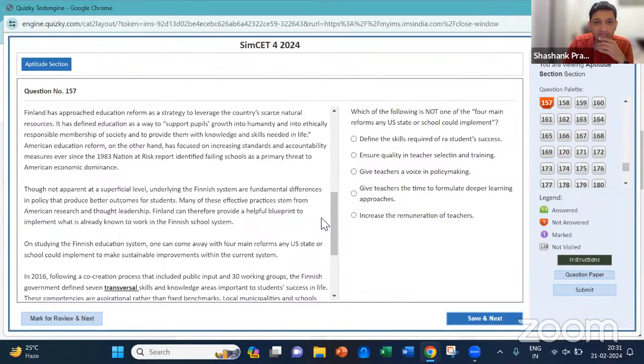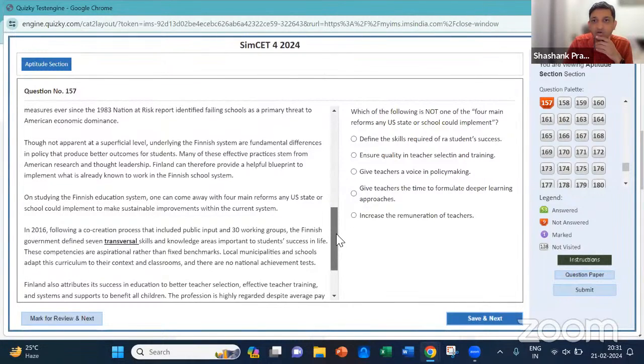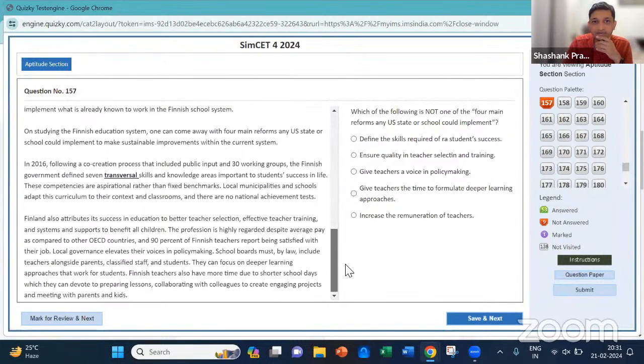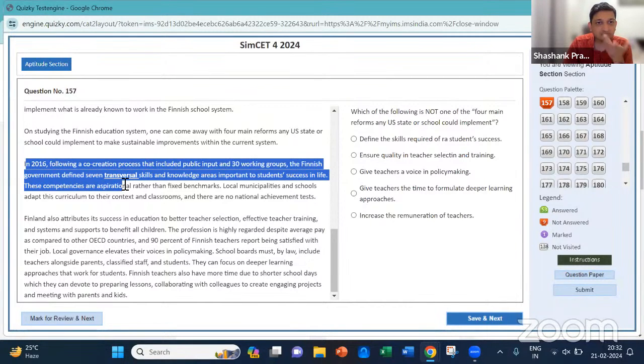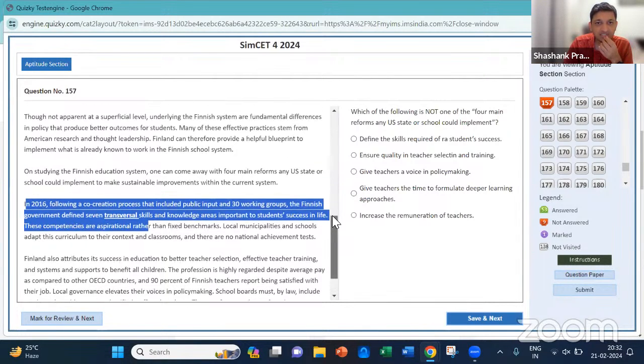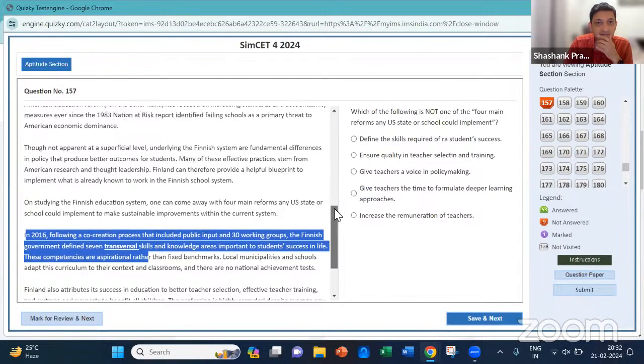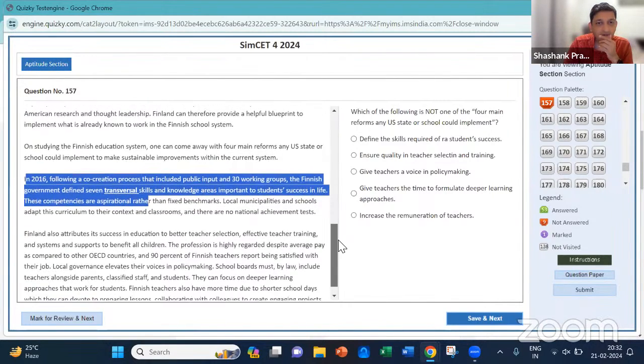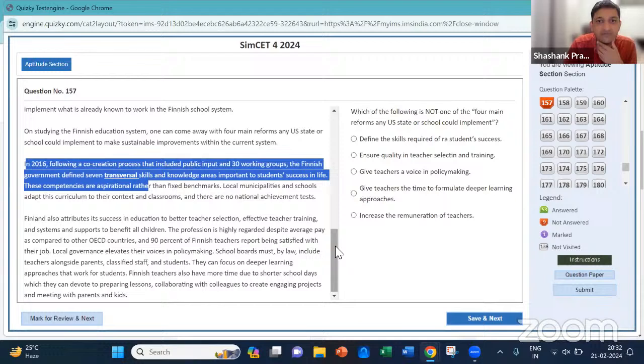Not one of the four main reforms any US state or school could implement. This one. Defined. Okay, let's go up and see once what's going on. Four main reforms any US state or school could implement.